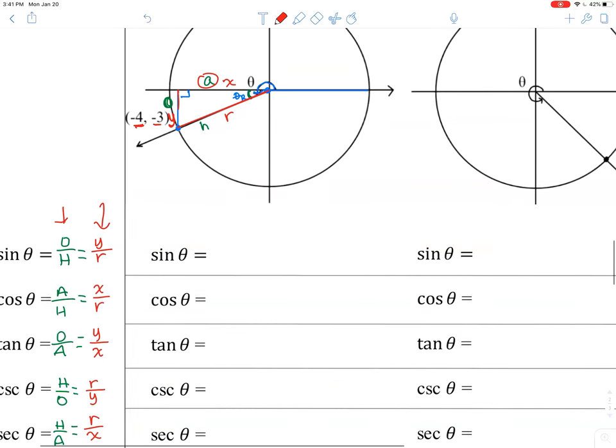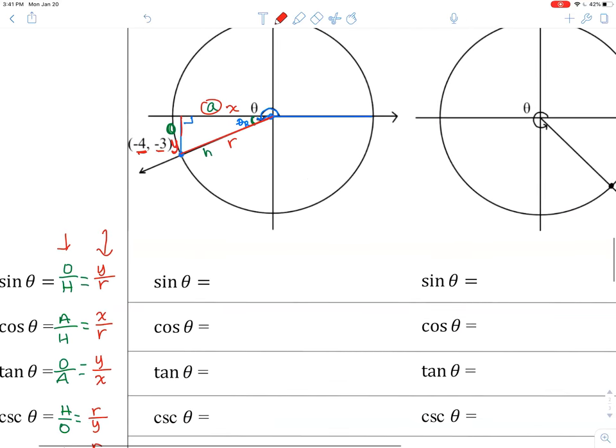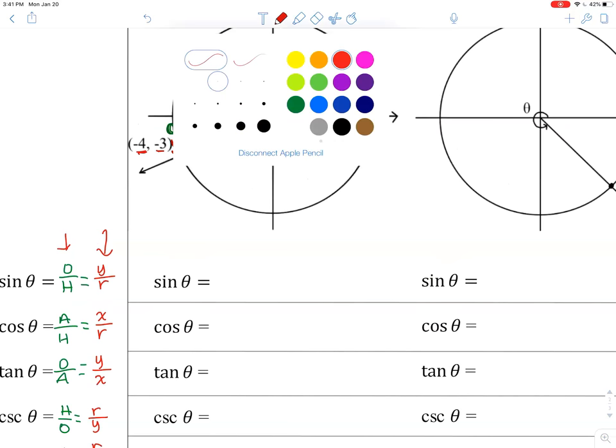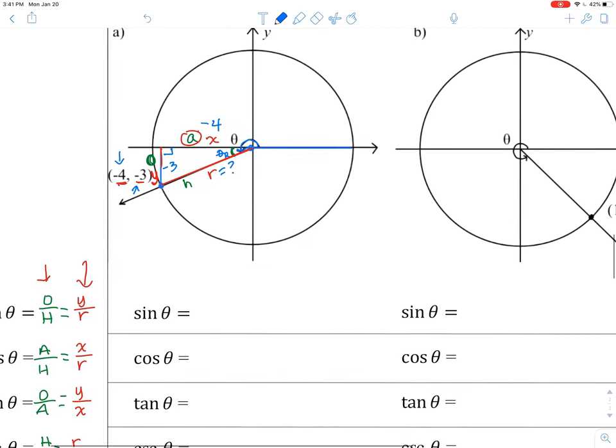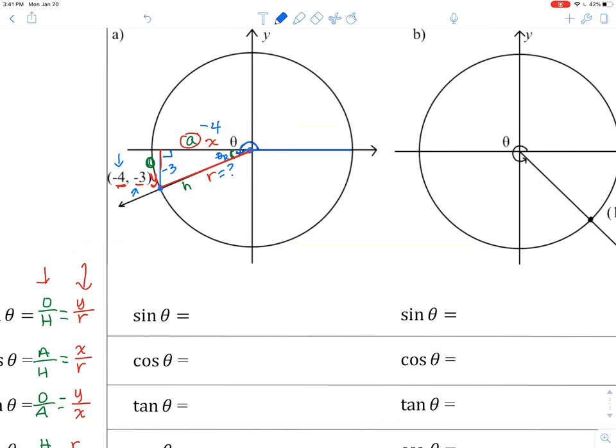All right, so here's the thing. I know my X coordinate. I'm going to go ahead and label that in blue here. So my X coordinate is negative 4. That's given to me right here. And my Y coordinate is negative 3. So I already know those two values, but I do not know what the radius is, but I can use the Pythagorean theorem to find it.